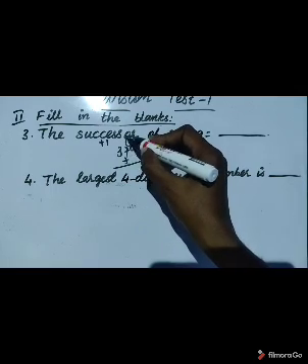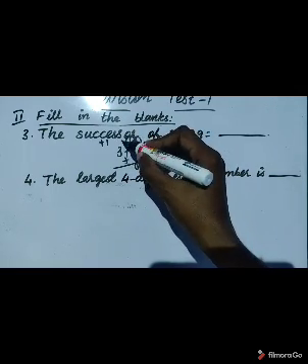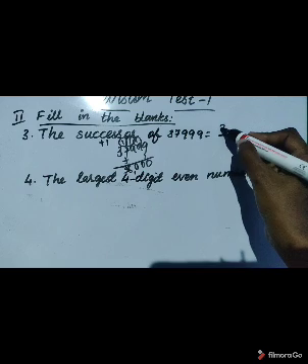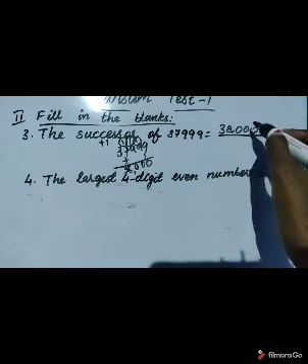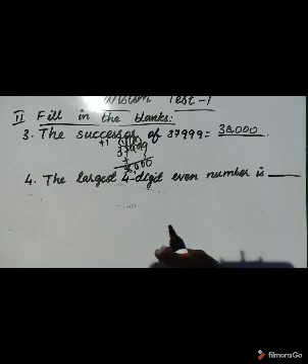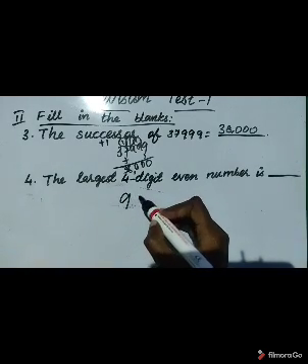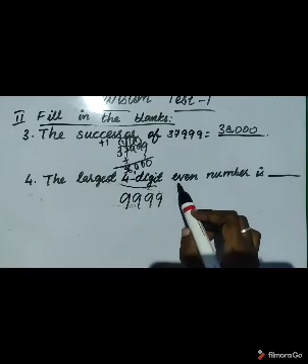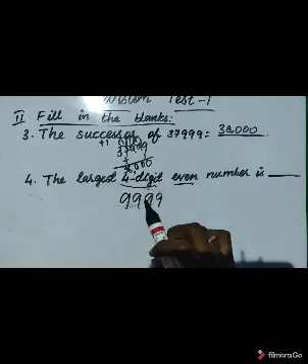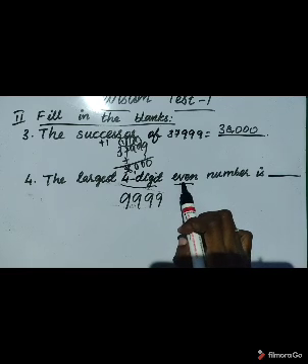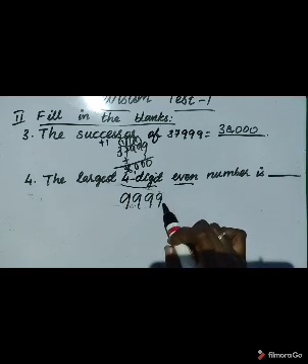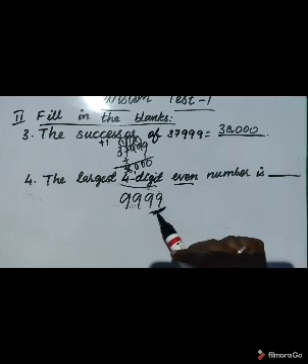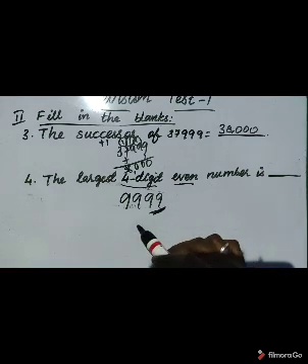Again, the largest 4 digit even number is, so largest 4 digit number is 9,999. But you have to see two conditions are there, 4 digit and even number. So this is a 4 digit number, but this is not fulfilling the even number condition. Even number cannot end in 9. So we will go for the previous number. So previous number is 9,998. So this is the 4 digit even number. Largest 4 digit even number is 9,998.